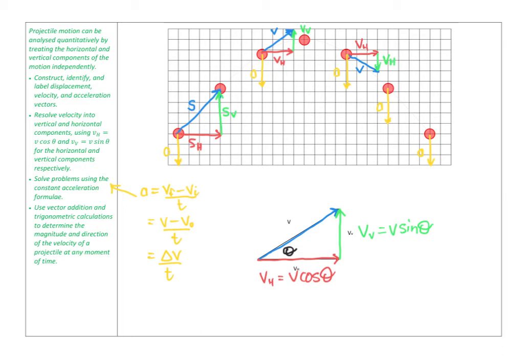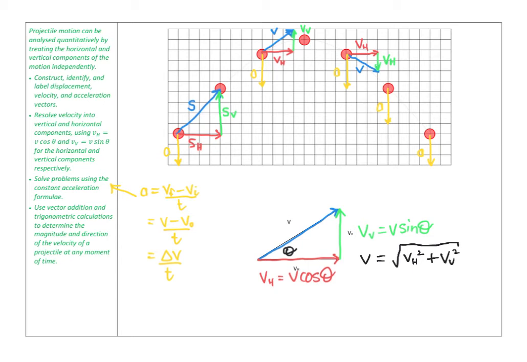The next thing, use vector addition and trigonometric calculations to determine the magnitude and direction of the velocity of the projectile at any moment. So it's the opposite here. Before we talked about how we could resolve it into the two components. Now we're talking about if we know the horizontal and the vertical, how do we put them back together to get the total velocity? And basically we do that by using Pythagoras Theorem. So what colour should we go? Black. So if we want to combine, V would equal the square root, because it's a right angled triangle, of VH squared plus VV squared.